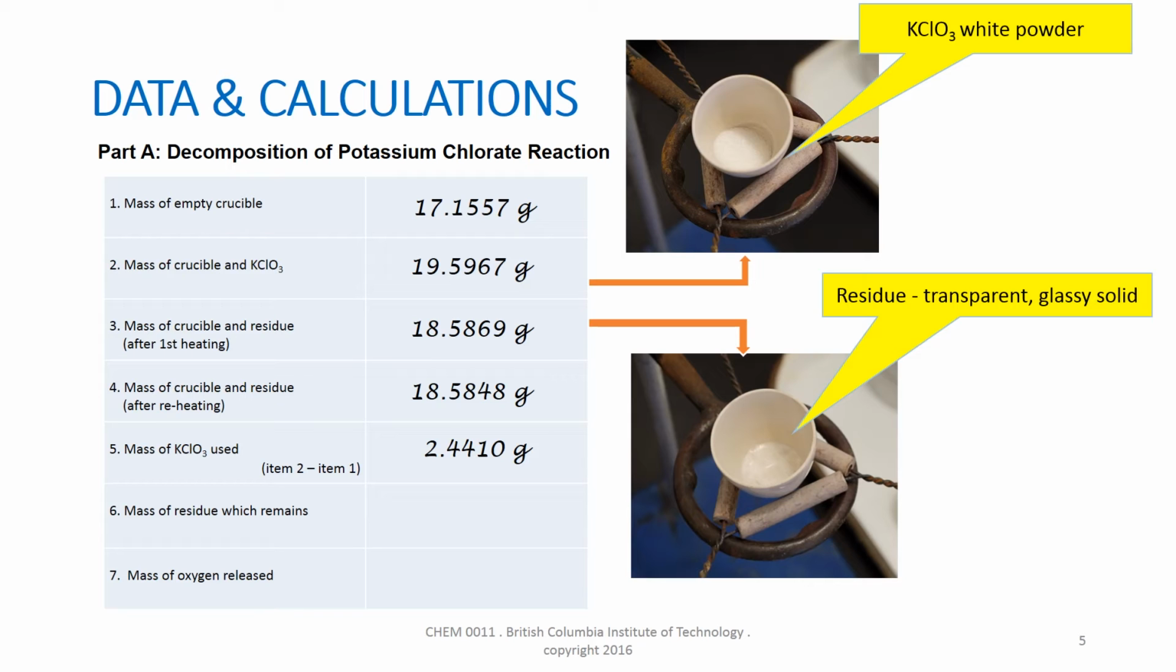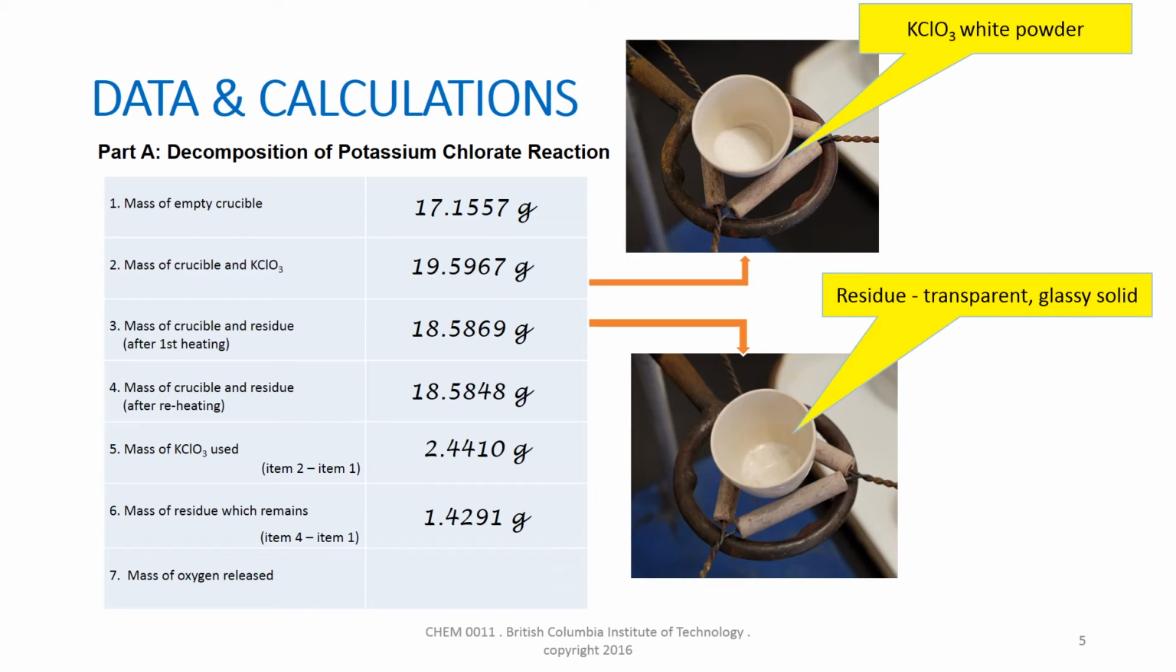Item 4 shows that the mass of the crucible and residue after the reheating is 18.5848 grams. Note that there is a slight difference in mass after the first and second heating. The difference is measurable and is observed in the third decimal place. As a result, the mass of the second heating is used in the calculation of the mass of the residue which remains.